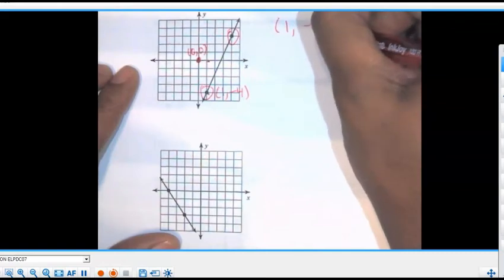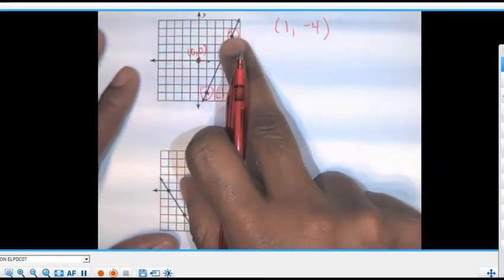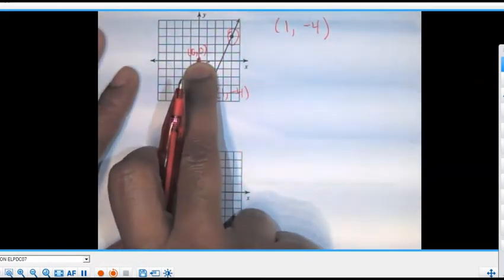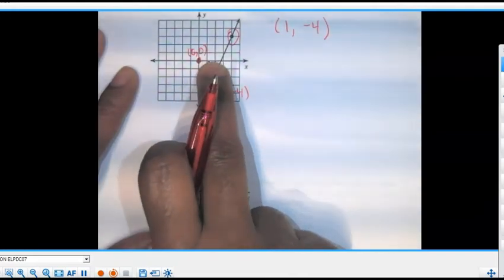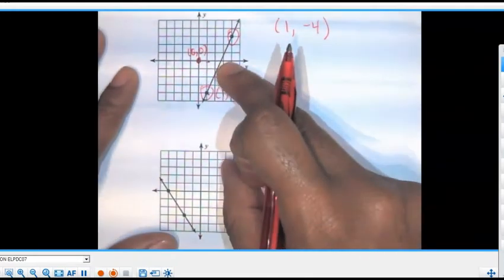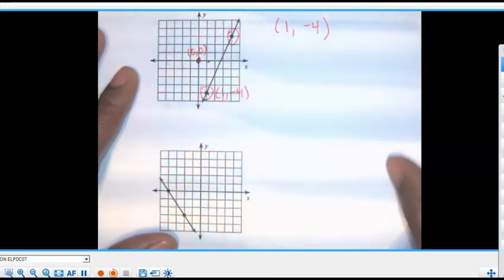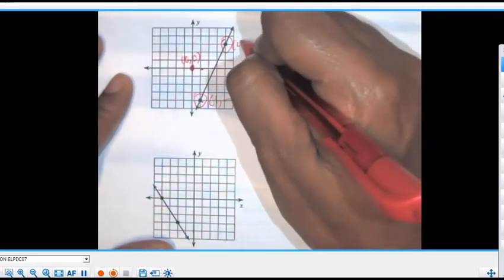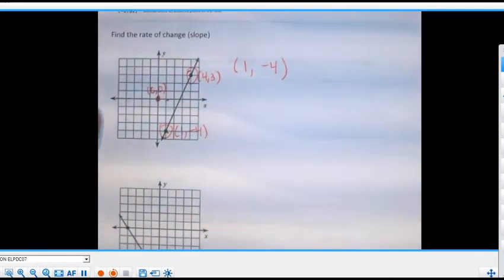1, negative 4. This point right here, go back to 0, 0. How do I get over there? Well, I go to the right, 1, 2, 3, 4 jumps to the right. And then I go up 1, 2, 3. So this one is 4, 3. And then I write it nice and big over here.